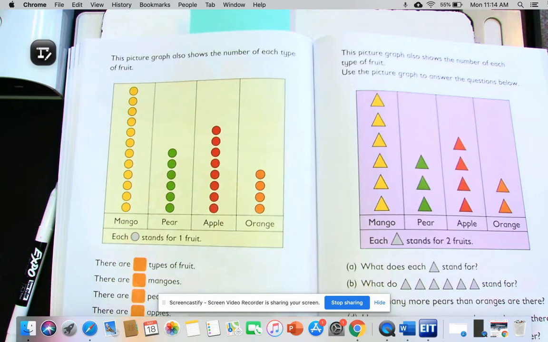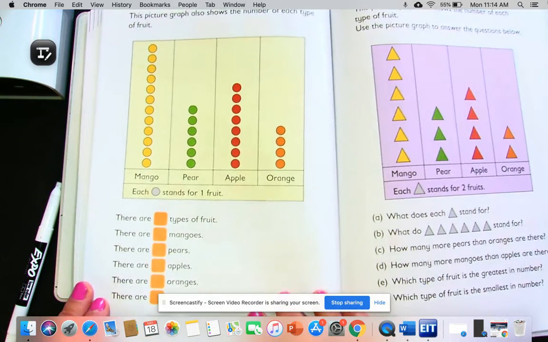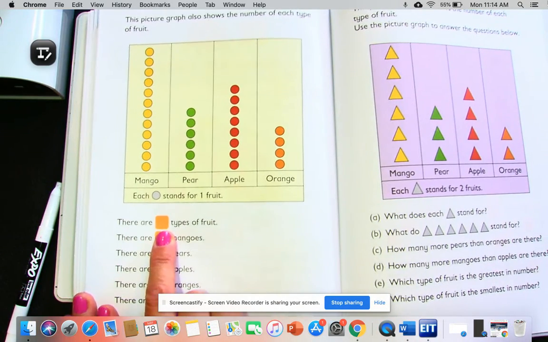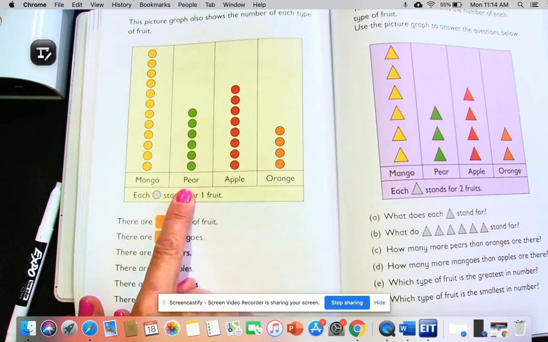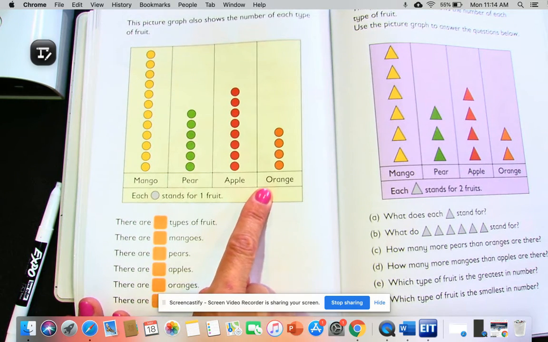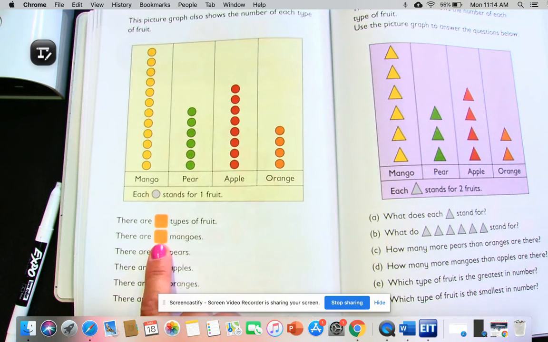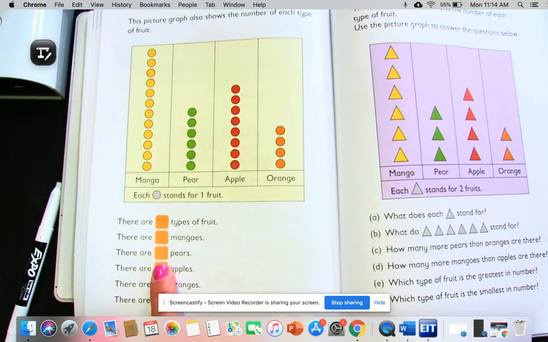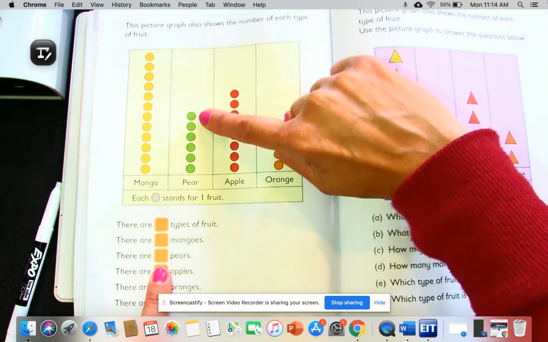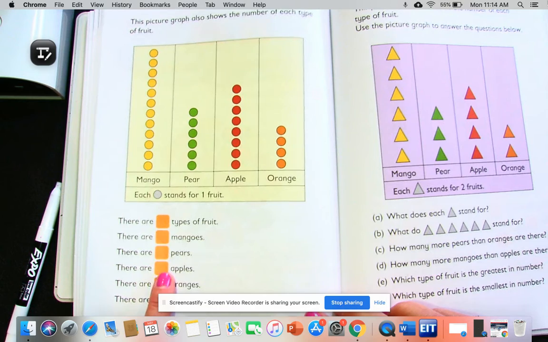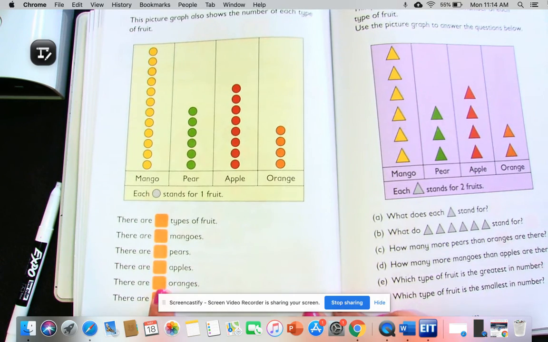All right, so here are a few questions. It says there are blank types of fruit. So we have 1, 2, 3, 4. There are 4 types of fruit. We already talked about how there are 12 mangoes. There are 6 pears, 8 apples, 4 oranges.